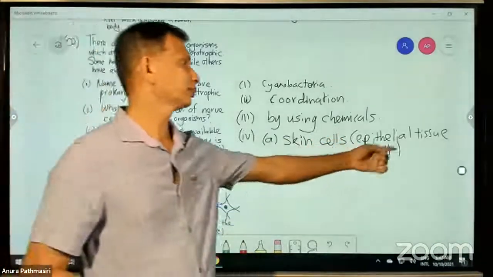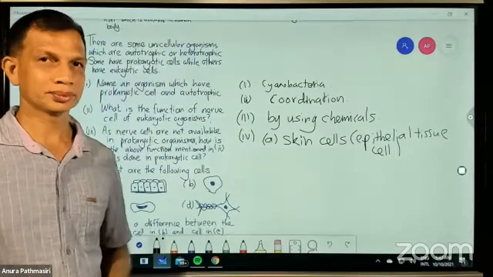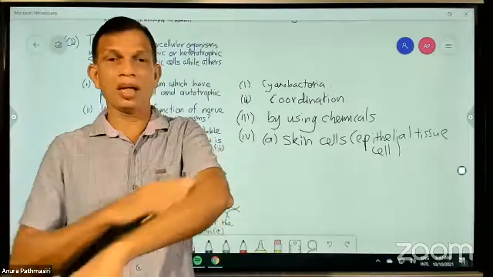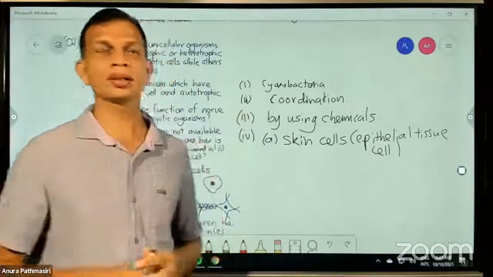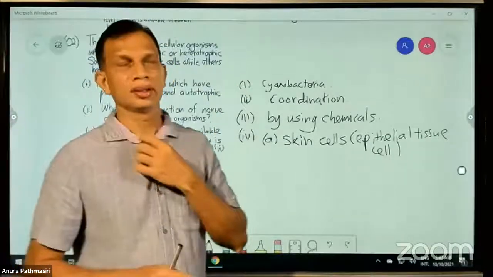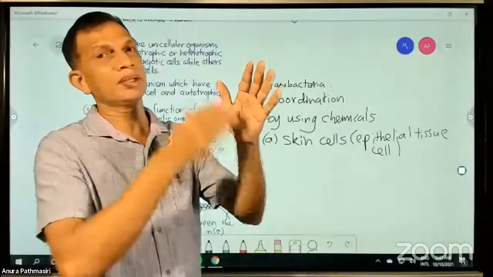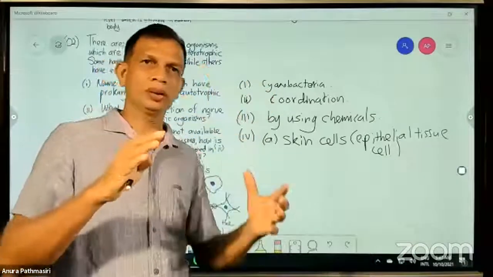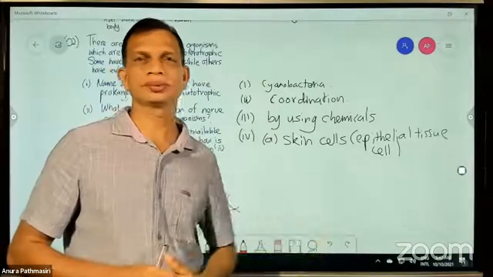This is there. The epithelial tissue. Epithelial tissue is the covering tissue. If you consider the inner walls of the digestive tract, they are covered with epithelial tissue. And the outer, like the skin, is epithelial tissue, right?